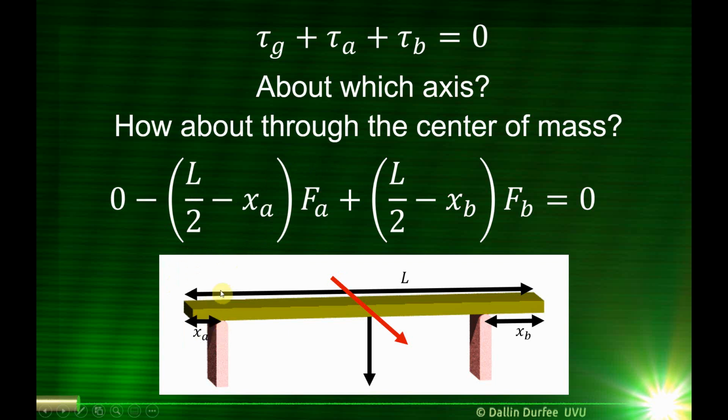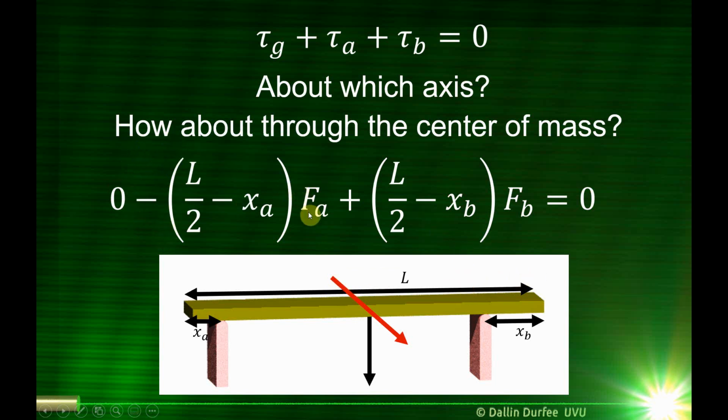And then we have the torque due to the brick on the left, brick A, and its lever arm is just L over 2 minus XA, right? It's this distance, and then we take that distance times FA. Sine of theta is 1 because the force is acting at 90 degrees from the lever arm. And then similarly over here, the torque due to brick B is just the force that brick B is pushing with times its lever arm, L over 2 minus XB.